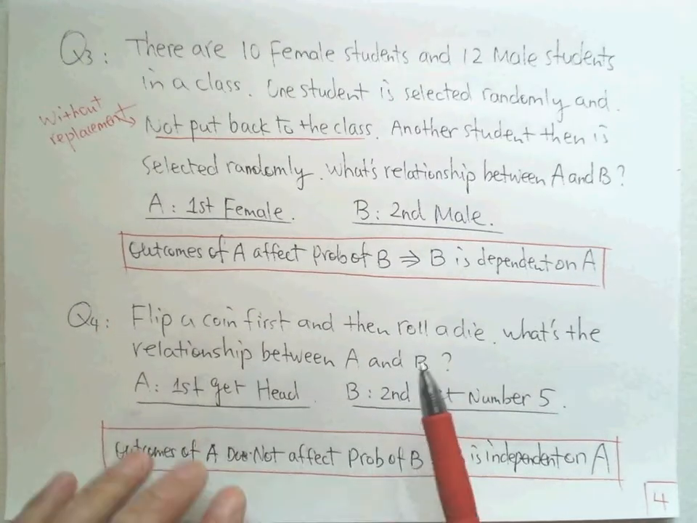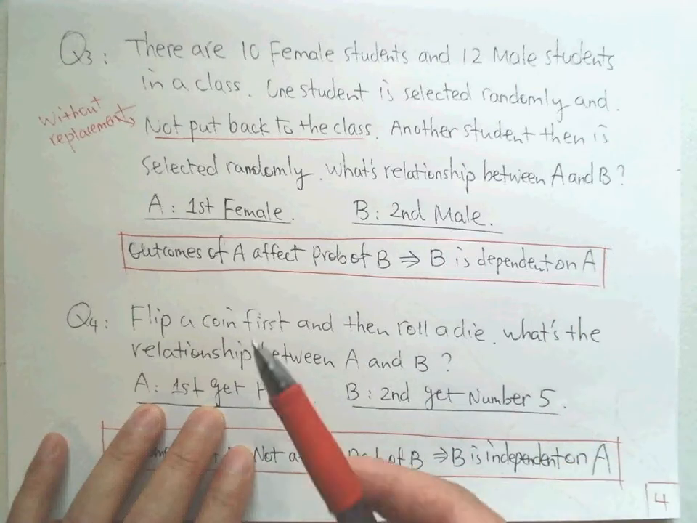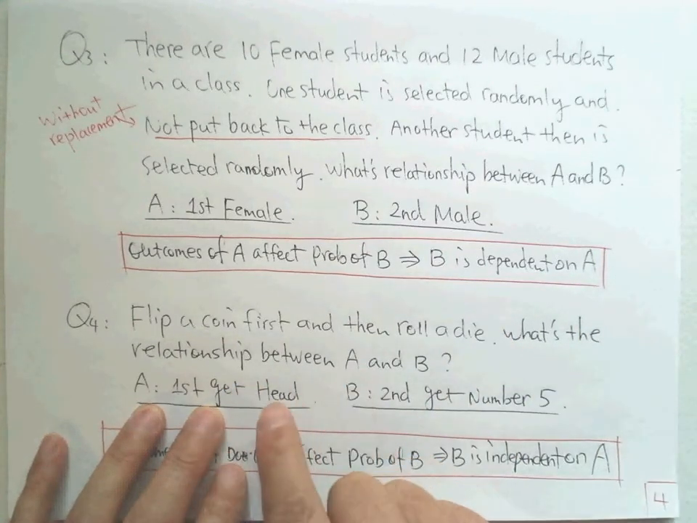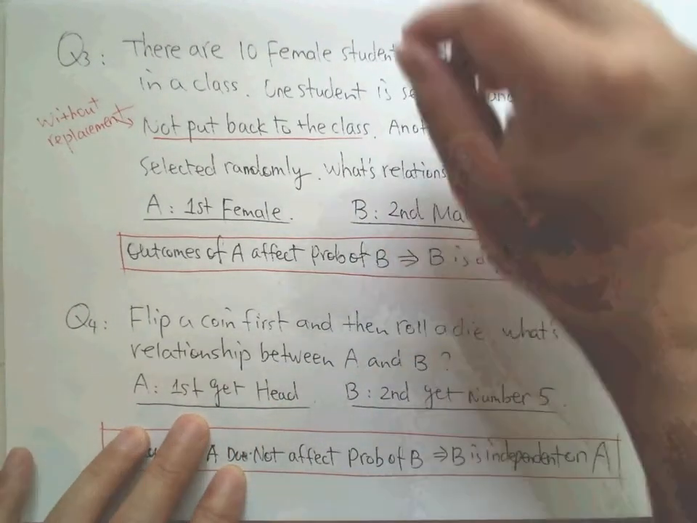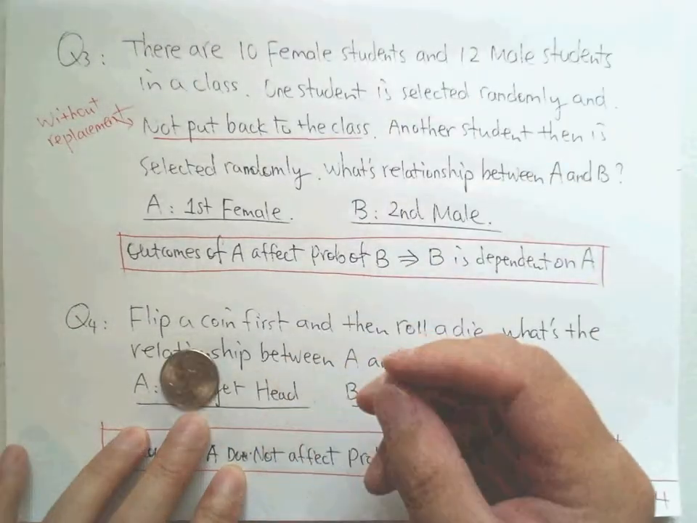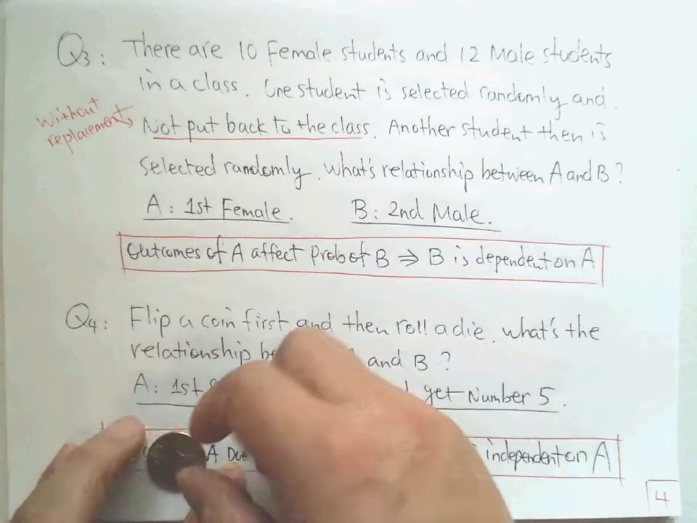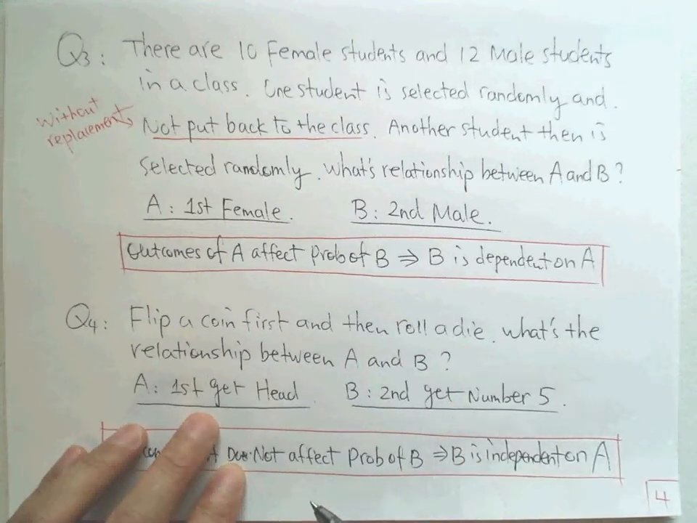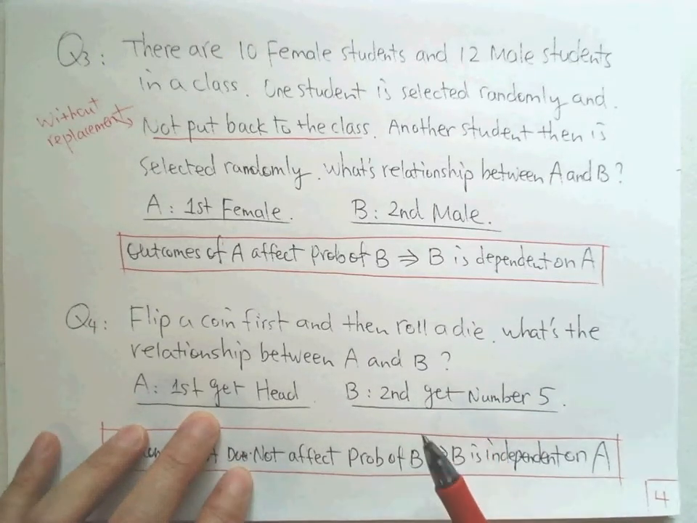The last: if you flip a coin first and then roll a die, two steps in the experiment, right? What is the relationship? A is the first you get a head up. I mean this: the first, flip a coin. This is the first step. The second step, you roll a die. Do you think there's a relationship between these two? The second, you're going to get the number 5. Do you think the first step you flip a coin will affect the probability of the second step, getting the number 5?